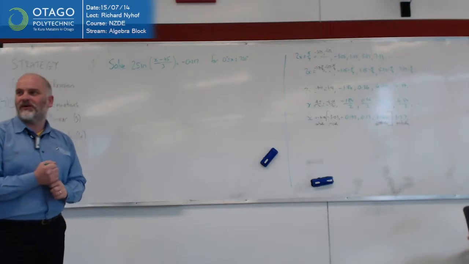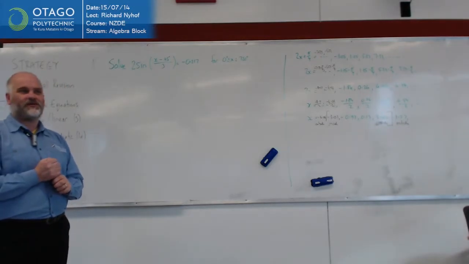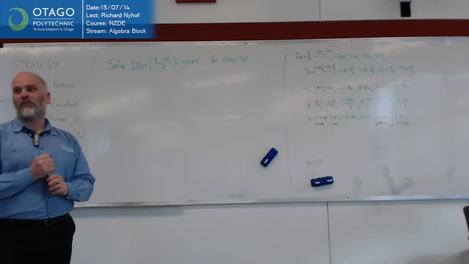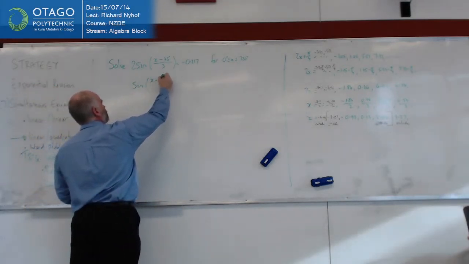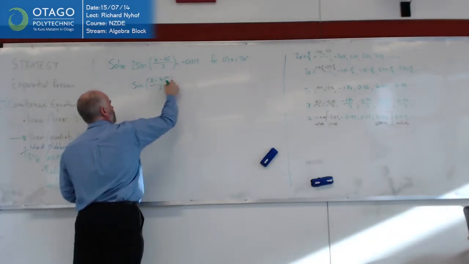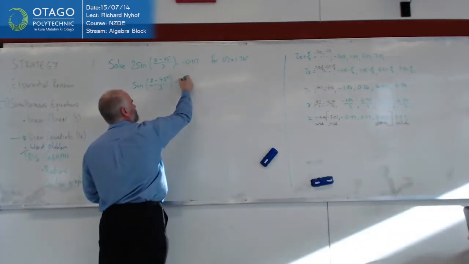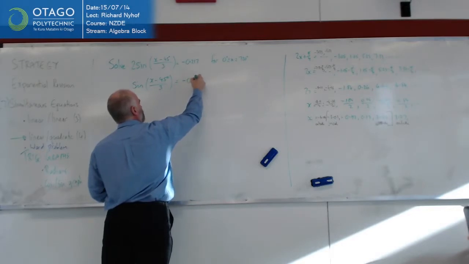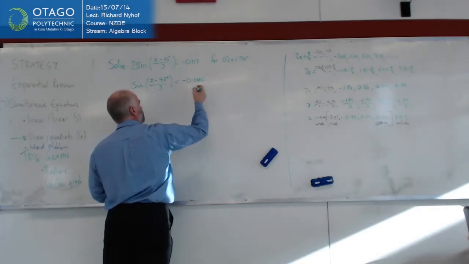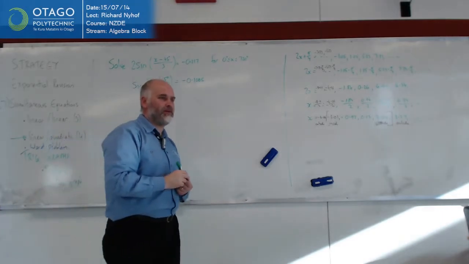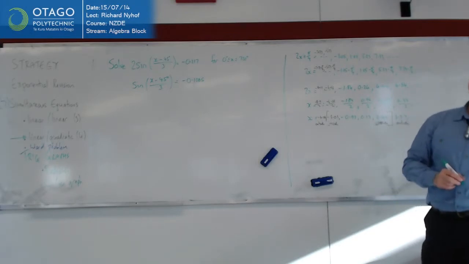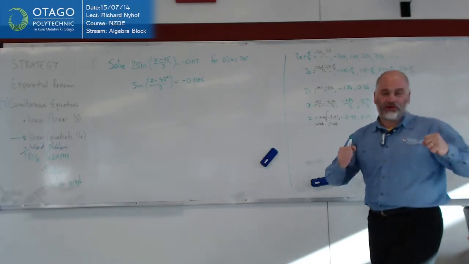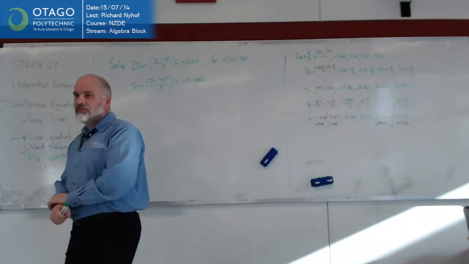The next thing you're going to do is, what are you going to do with the 2? Divide by 2. Okay, so if you divide by 2, we get sine of this lot equals that thing divided by 2, which is negative 0.1085, I think. Someone will yell at me if I got this wrong. Yep, we're on to it, we're doing well. Okay, what's the next thing I'm going to do?